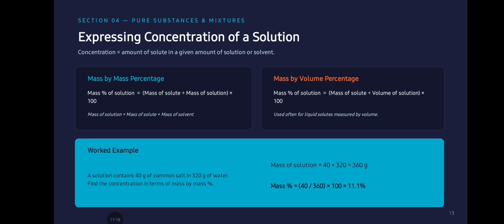A solution contains 40 gram of common salt in 320 gram of water. Find the concentration in terms of mass by mass percentage. So mass of solution is 40 plus 320 equals 360 gram. Mass percentage is 40 divided by 360 into 100, that is 11.1%.